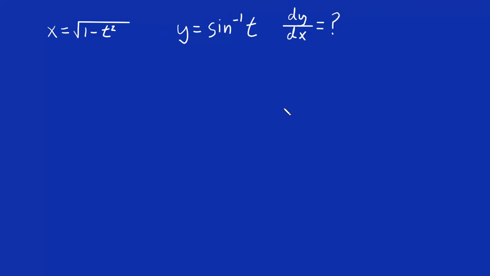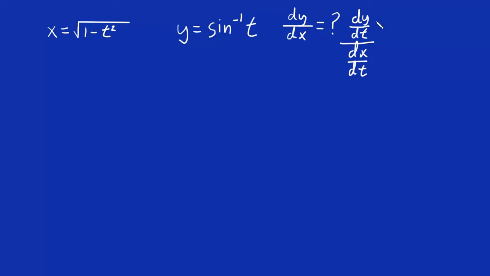Welcome back. For this calculus problem, we are going to be solving for dy/dx for the following two equations. x is equal to the square root of 1 minus t squared, and y is equal to the inverse sine of t. So the easiest way to approach this problem is to rewrite dy/dx in this form, dy/dt over dx/dt.